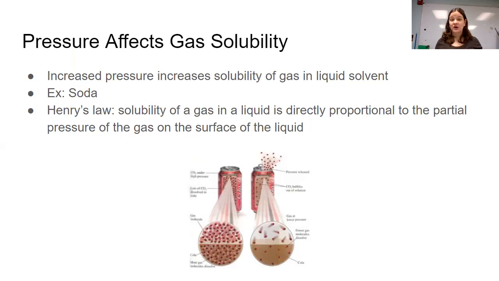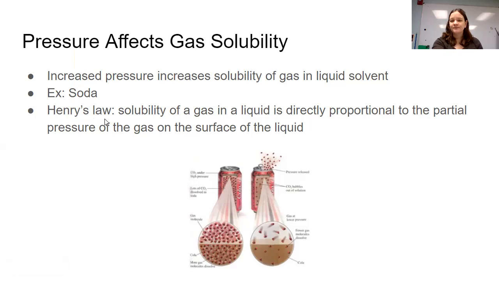Okay, so for example, soda. If you have soda under pressure, you have a lot of the molecules dissolved, and once you release that pressure, then a lot of the gas molecules escape, and that's why it gets all bubbly and fizzy. That's why especially if you have shaken your soda up, you should not open it very quickly. You should either let it set for a little while or open it very, very slowly. Otherwise, you make a mess. And it has to do with the pressure.